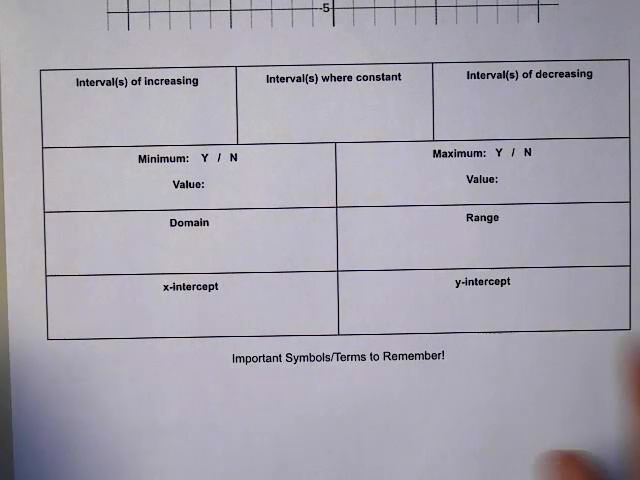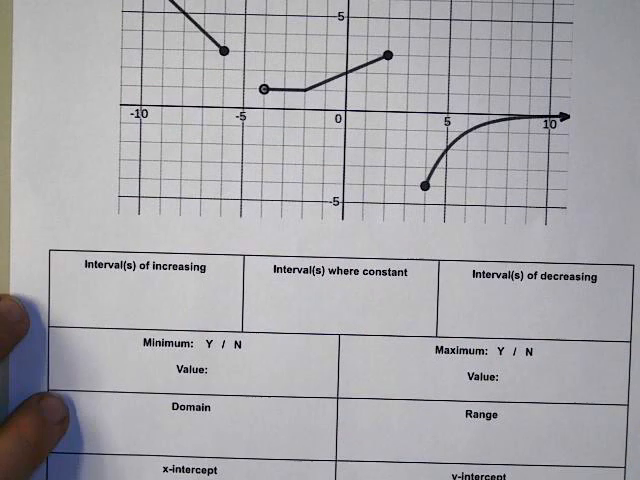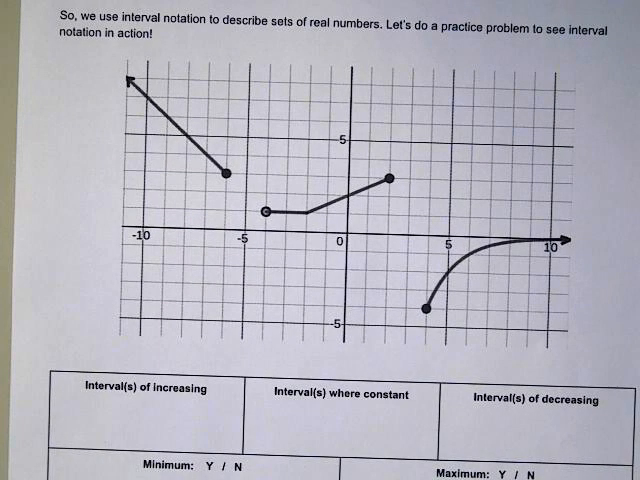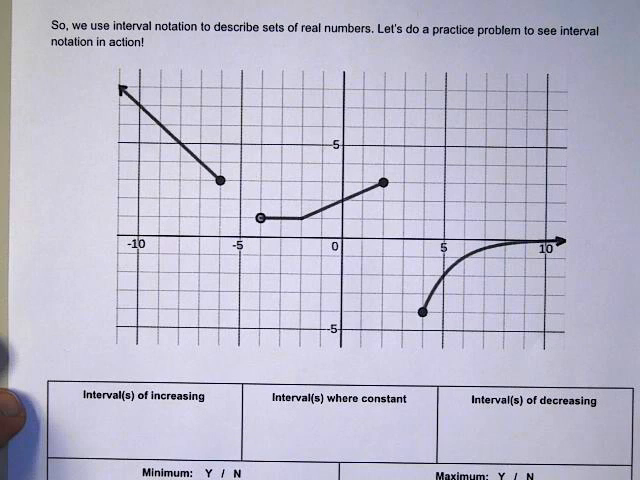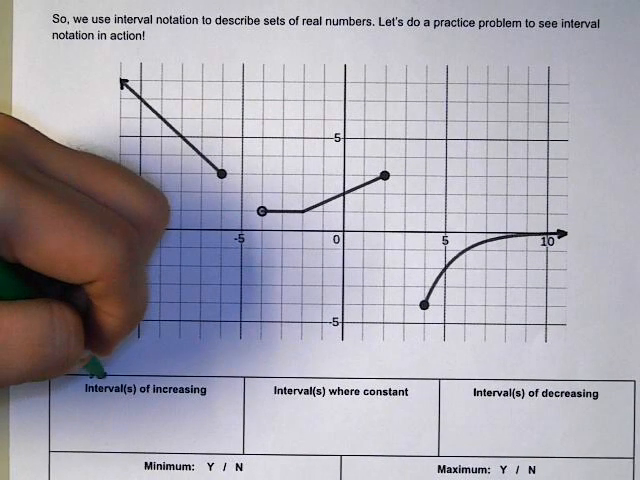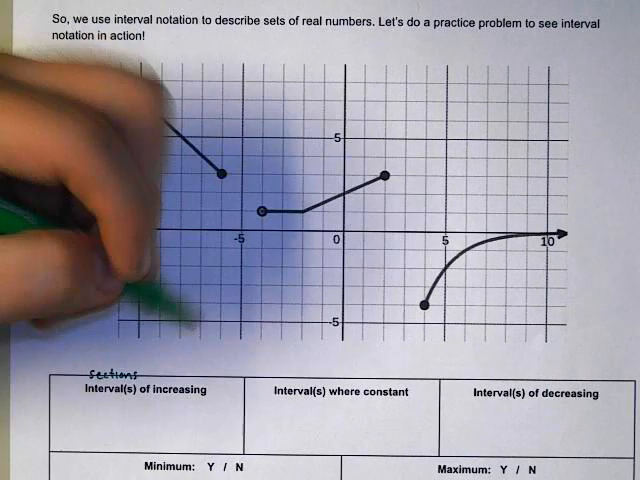So, before we even try this whole interval notation stuff, let's first talk about what it really means to be increasing, constant, decreasing. I think you guys probably have this, but just in case, I'm going to talk about it. If I want the intervals of increasing, well, I want these sections where my graph is doing what?